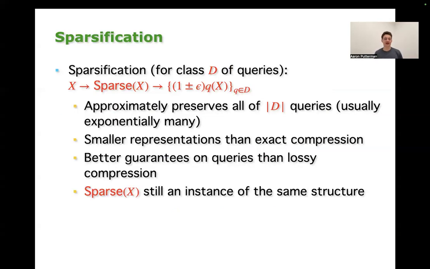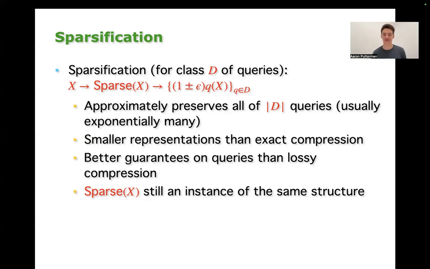To start, I'll talk at a high level about what exactly sparsification is. Typically in sparsification, you're given a class of queries, which I'll denote by capital D, and you're given some object X. The goal is to compress this object X to a much smaller representation, which is what we call sparsification, such that for every query Q in your class of queries, the response to the query on your sparsified, compressed version of the object is within a 1 plus or minus epsilon factor of the original response to the query Q on your starting object, capital X.